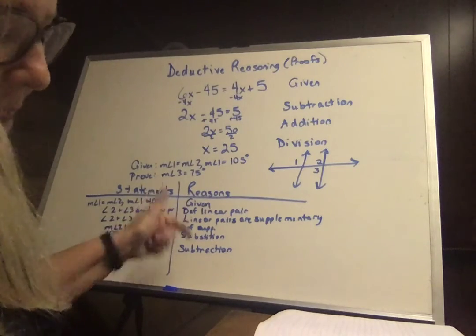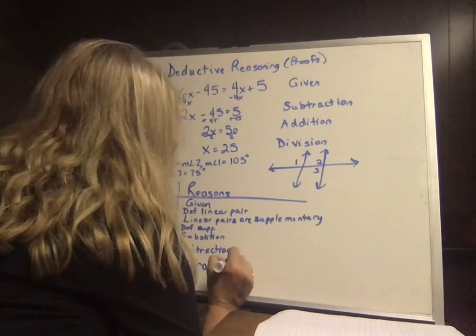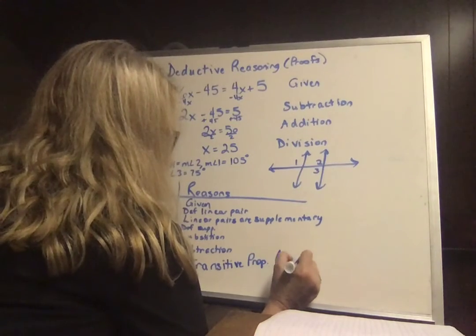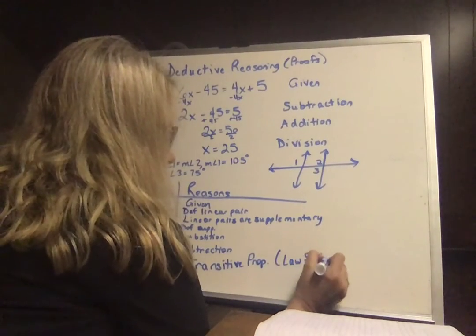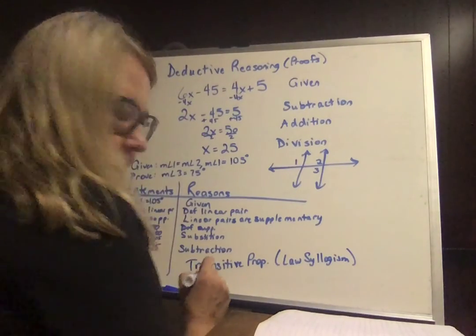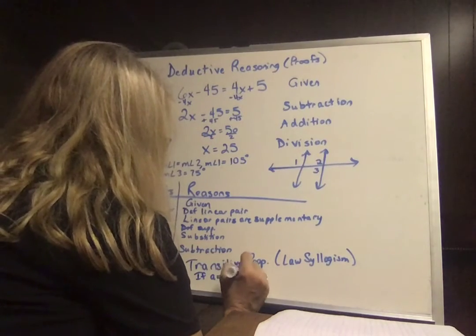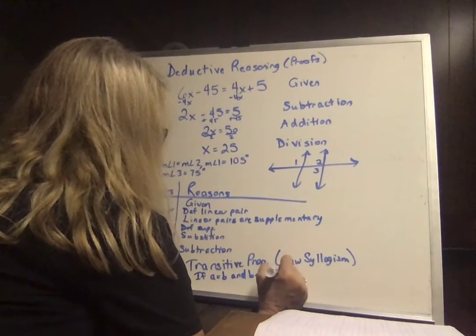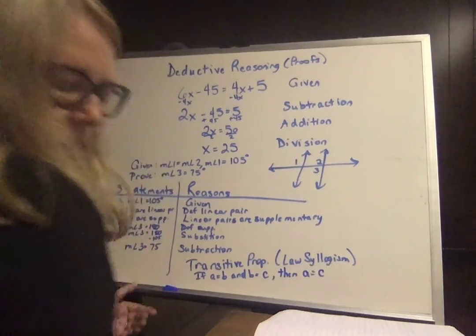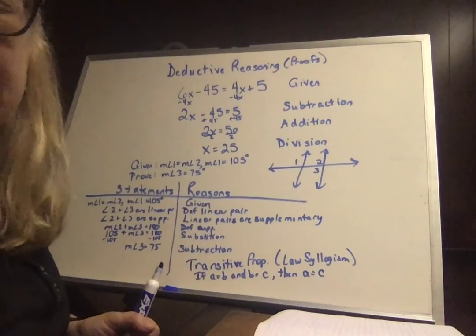Another property that is commonly used is called the transitive property. Or you can just use the words law of syllogism, because that's what it basically is. If A equals B and B equals C, then A equals C. First equals last. That's what you need for the beginning of proofs.